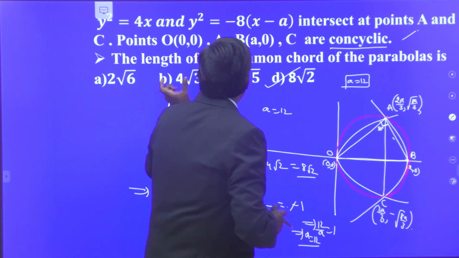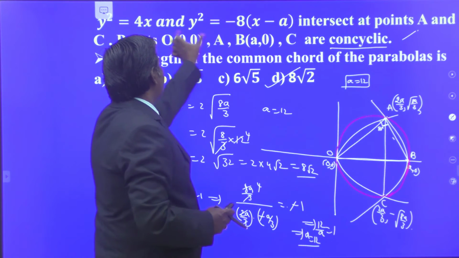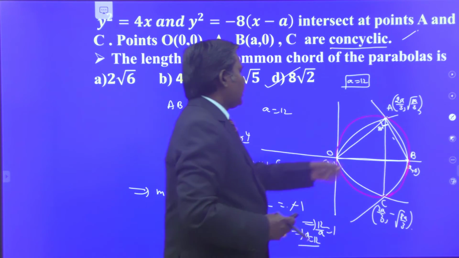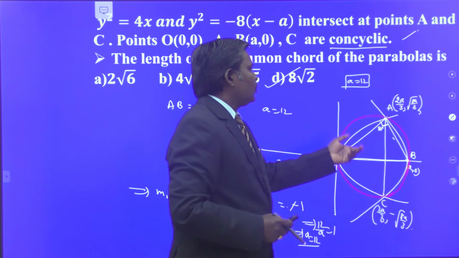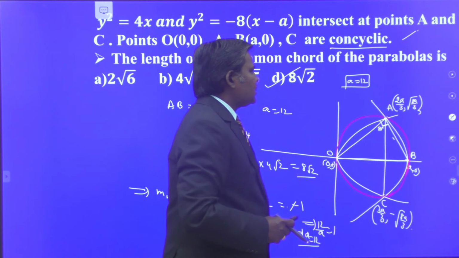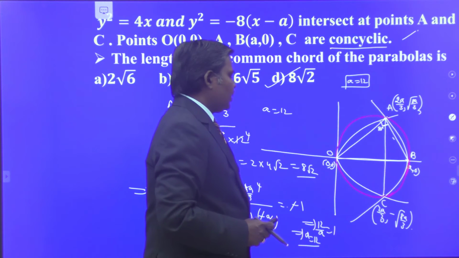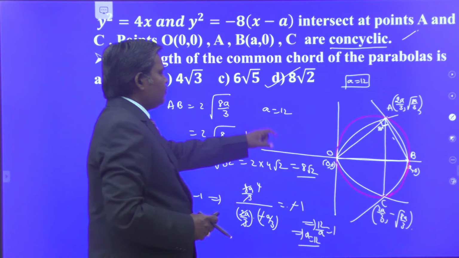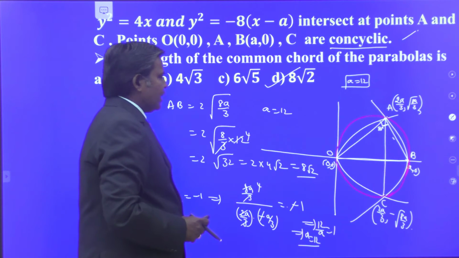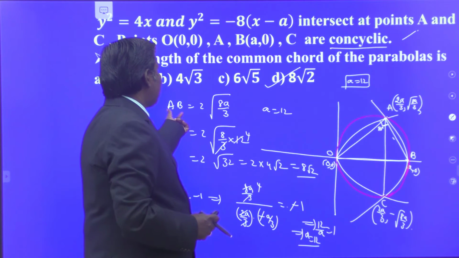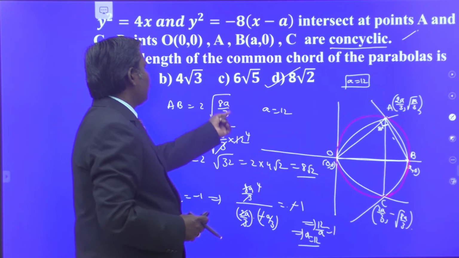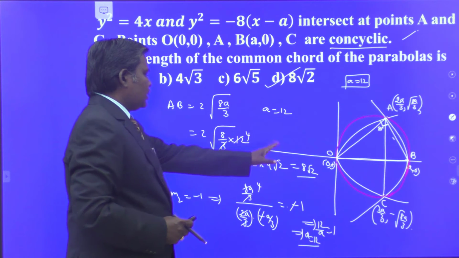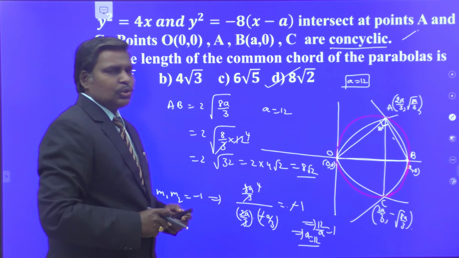Immediately you can crack that one. And moreover, you have to solve these two curves, equate both y squares. Immediately we can write the line equation and solve with that circle. You get the points of intersection as 2a by 3 comma root of 8a by 3 and also like this. After getting the value of a by making the product of slopes as minus 1, you can easily write the value of AB as 2 times root of 8a by 3. On substituting the value of a as 12, you get the length of the common chord as 8 root 2.